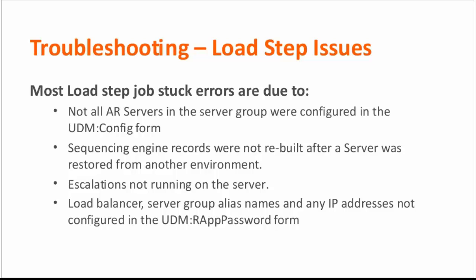The information on how to rebuild is in older knowledge articles, which we'll share with you later on the references page. And we saw escalates were not running on the servers. Load balancers, server group aliases, and IP addresses were not configured on the UDM broadcast platform in a server group environment. So these are most of the troubleshooting issues we saw where jobs are stuck and they have errors.